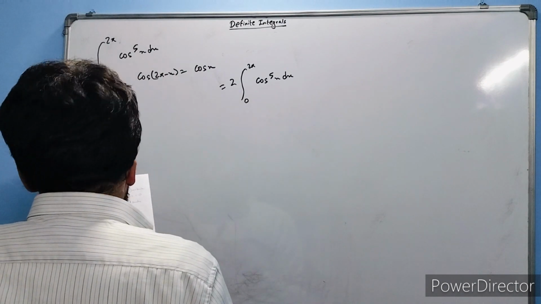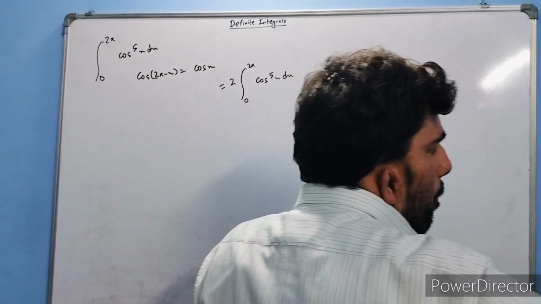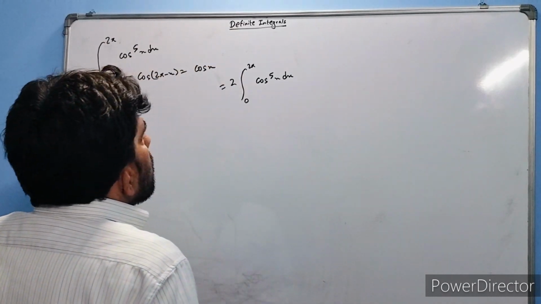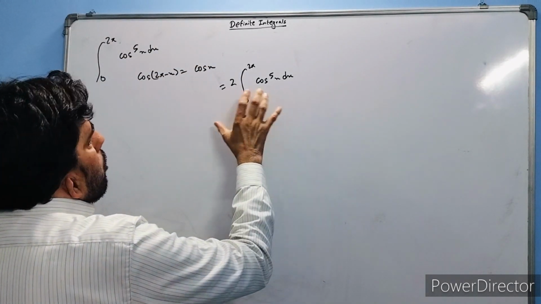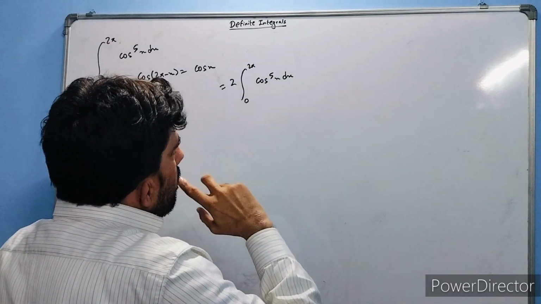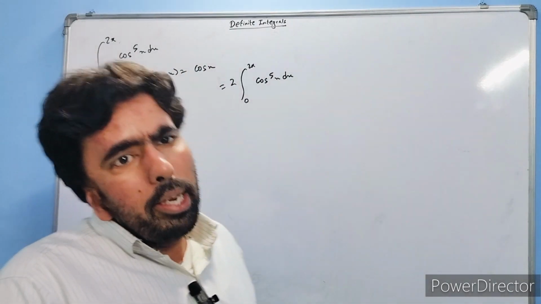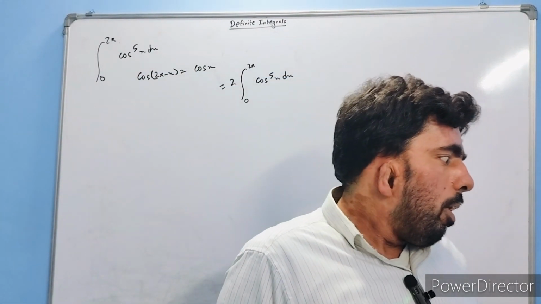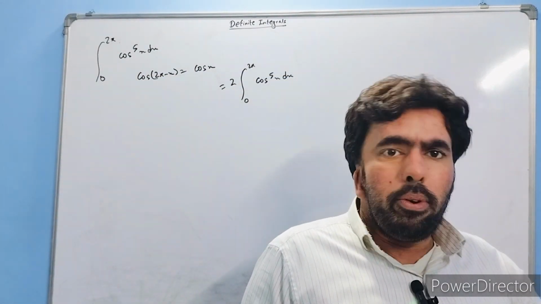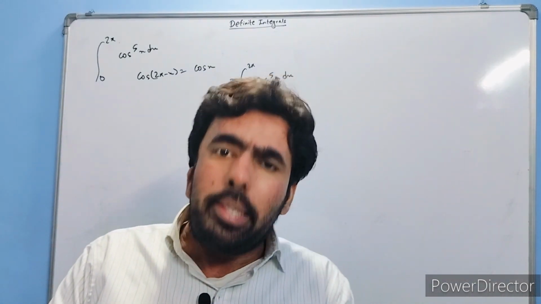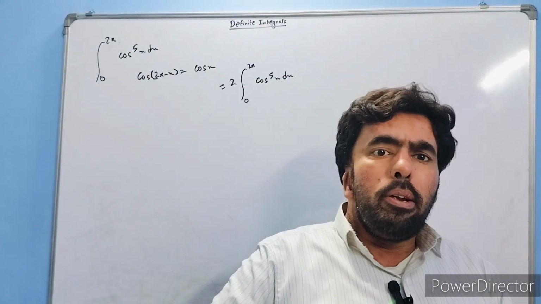Now we can use pi here, so we can easily solve the integral using the property. I hope it's clear now to everyone, and you are able to connect with me on how we can evaluate definite integrals using different properties.